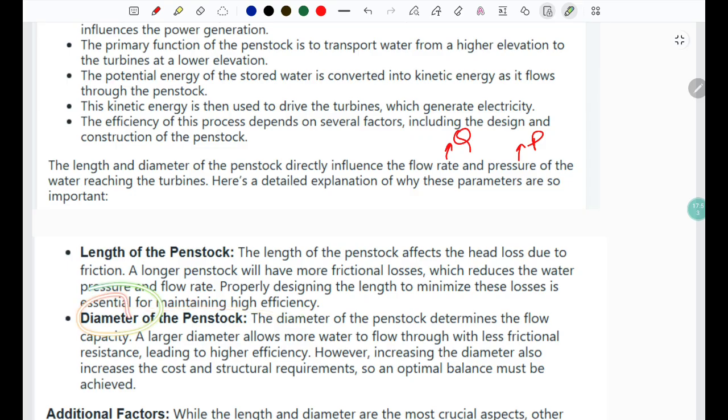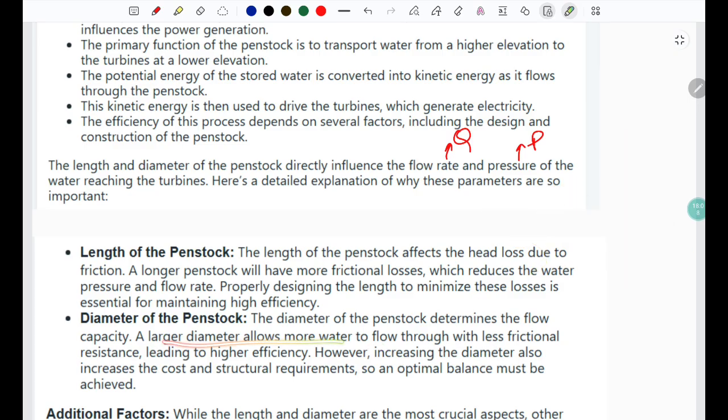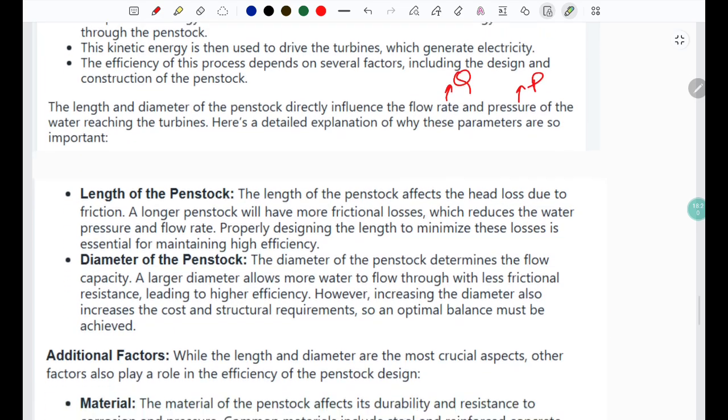Next is the diameter. The diameter determines the flow capacity, how much the discharge is, because discharge is area into velocity. Keeping a constant velocity, the more area there is, the more your discharge will be. That is, area can be controlled by the diameter itself. So a larger diameter allows more water to flow with less frictional resistance, which will improve the efficiency. Increasing the diameter increases the cost, but it also gives you an optimal balance.